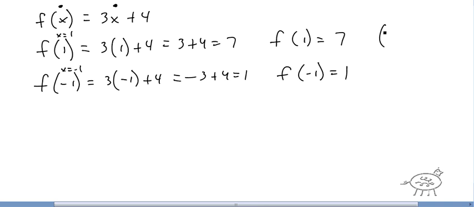Remember, that's your x value. And remember, f of something is really the same thing as y. It's like saying 1 comma 7, and this is negative 1 comma 1. Okay? So that's pretty easy stuff. Let's do a couple of them that are a little more complicated.